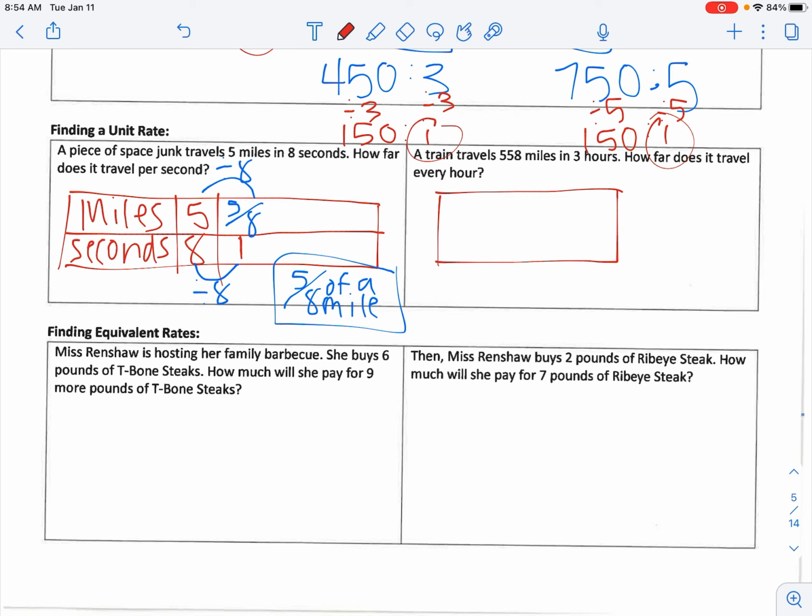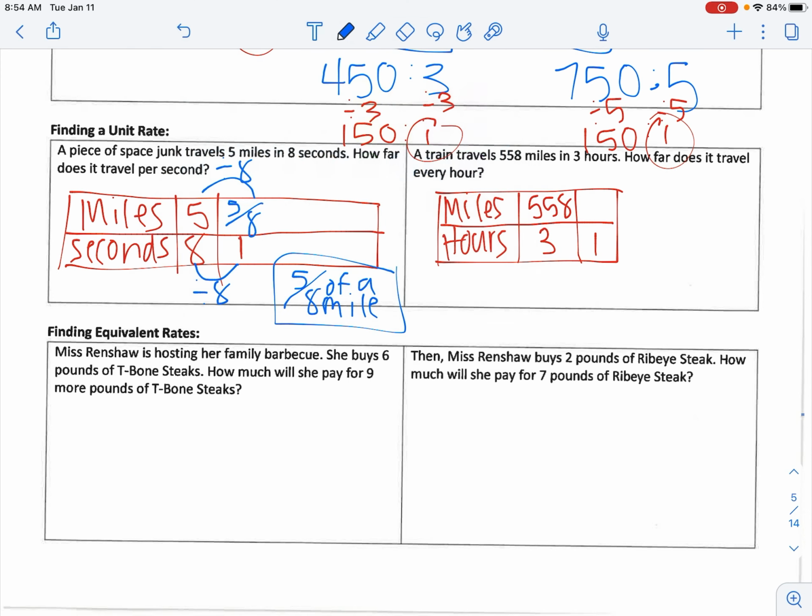We're going to have, again, miles. This time it's going to be hours instead of seconds. Our first ratio is 558 miles in 3 hours. We want to know how far does it travel every hour. So we're going to change our 3 to a 1.